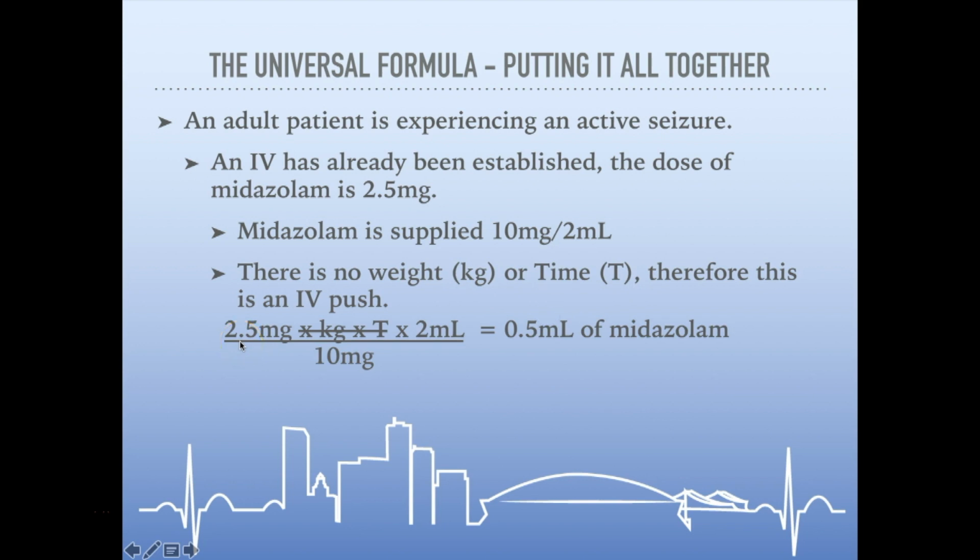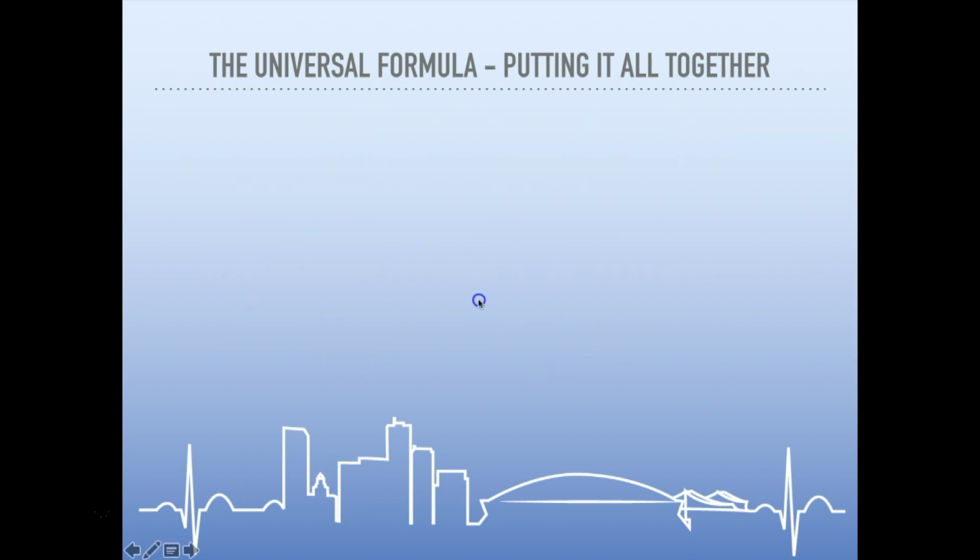We'll set our formula up, and you can see we have 2.5 milligrams for our desired dose. There's no weight, so we'll leave it out. There's no time component, so we'll leave it out. We'll multiply that by our volume, which is 2 milliliters, and we'll divide that by our supplied amount, which is 10 milligrams. When we calculate that, you'll see we'll give 0.5 milliliters of midazolam to make sure that our patient gets the 2.5 milligrams that was ordered.